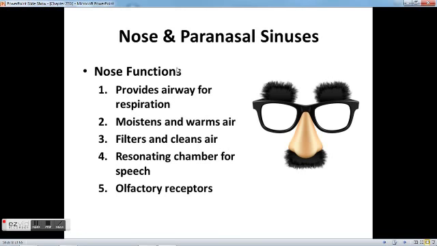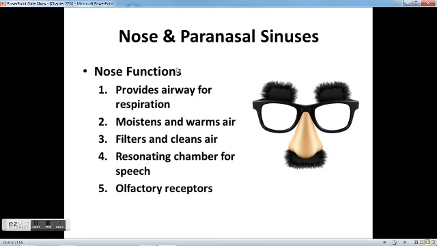Your nose actually does a lot more than people realize. It is an airway. We know we can breathe in and bring air in through our nose. It does moisten that air. We do have mucus in our nose. Even when you're not all snotty, you've got mucus in your nose. It does filter it. We have little hairs in our nose.